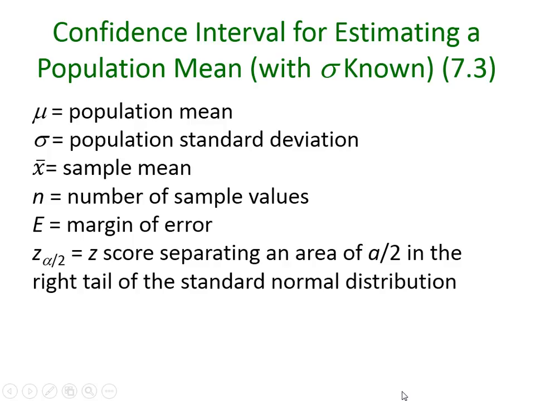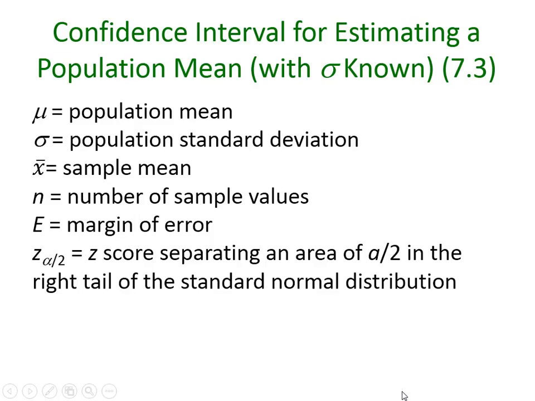So our notation: mu still stands for population mean, sigma still stands for population standard deviation, X bar is still the sample mean, n is still the sample size, E is the margin of error, that's the plus or minus part that we're going to allow it to be wrong by. Z of alpha over 2 is the z-score separating an area of alpha over 2 in the right tail of our standard normal distribution. So notation is really not any different than what we've already had before.